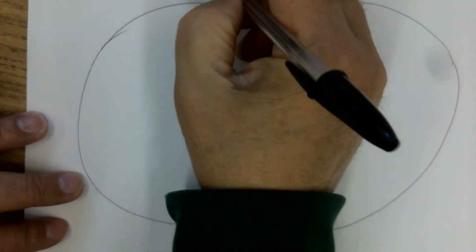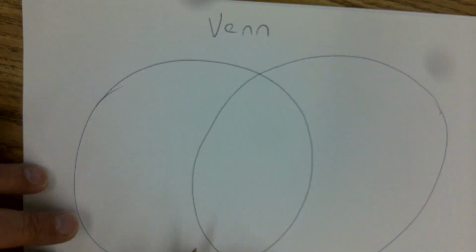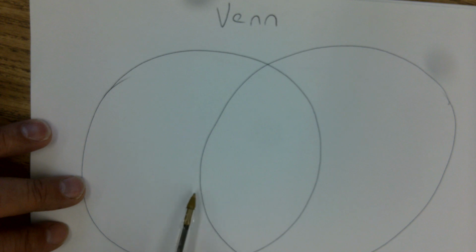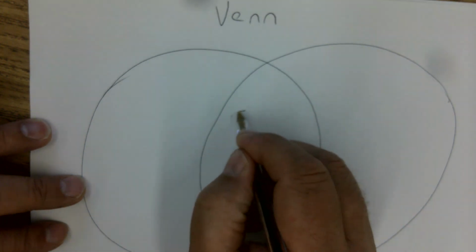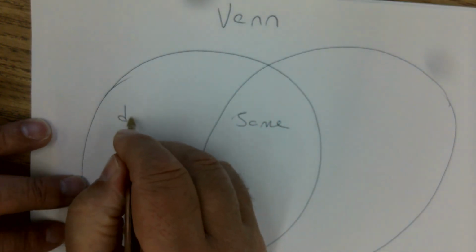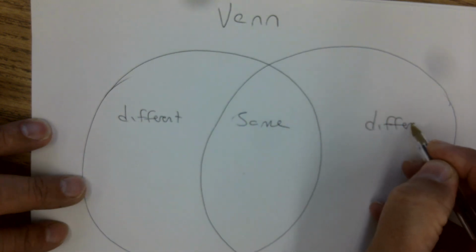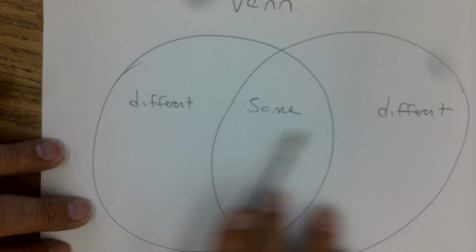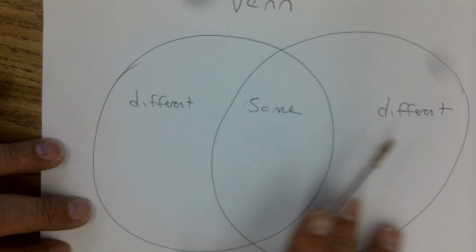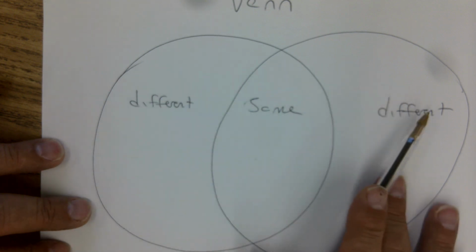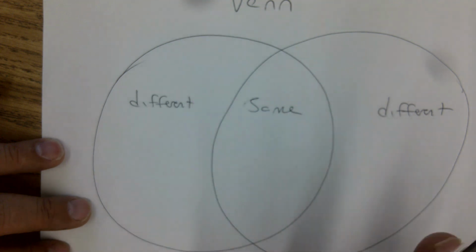Okay, so this is a Venn diagram. It's where you compare things, right? How things are the same is in the middle, and how they're different is on the outside. I usually like to list different things when they're contrasting. I list the comparisons the same way, but you don't have to.